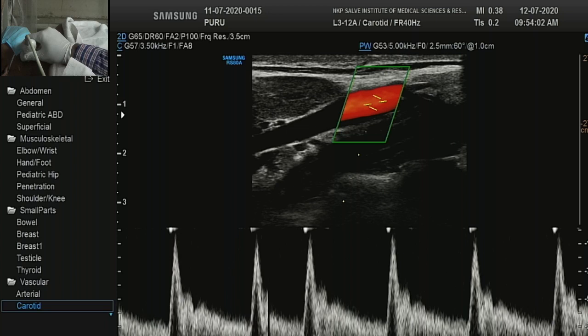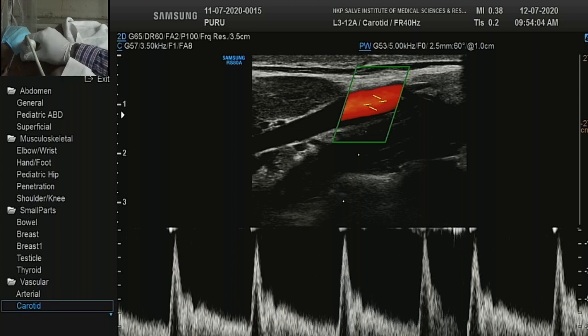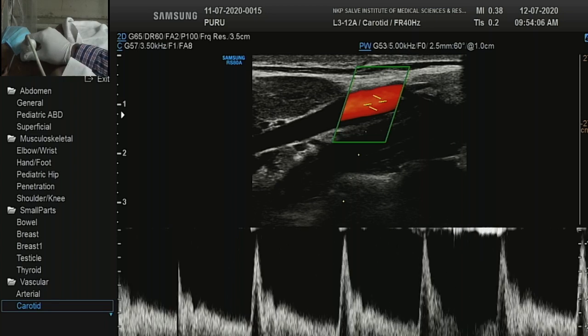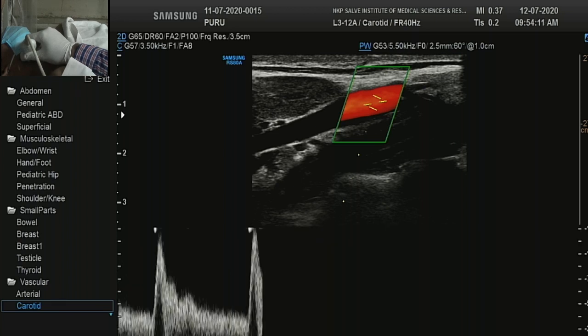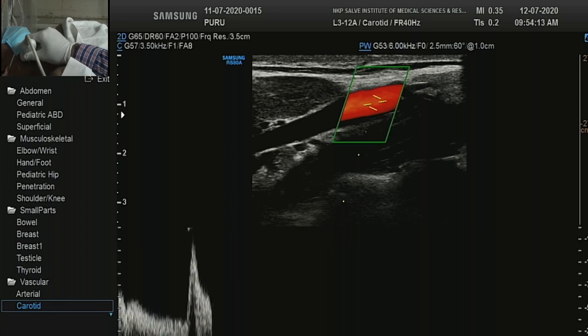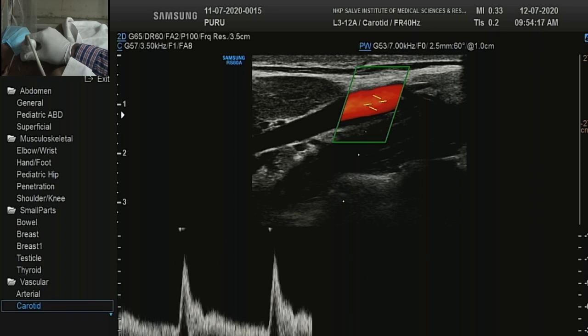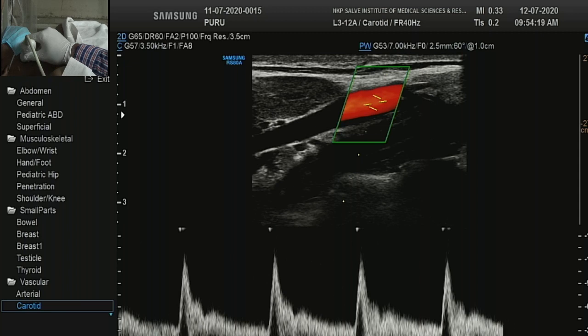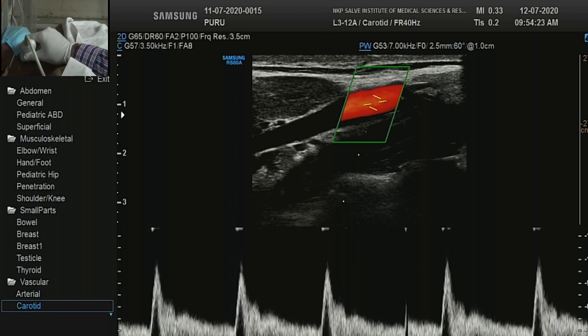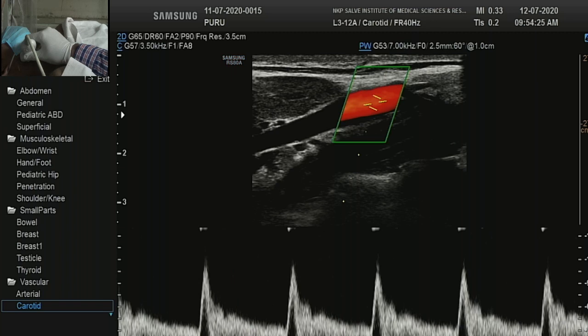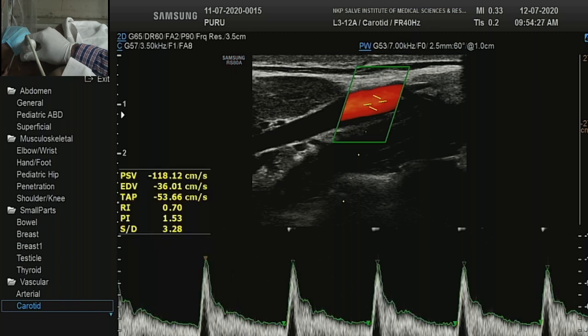The spectrum is going beyond the available window on the machine. So we will increase the scale of the spectrum, so that now the flow is very nicely seen. It is all filling, and if you do an auto calculation, we can see this is almost normal.